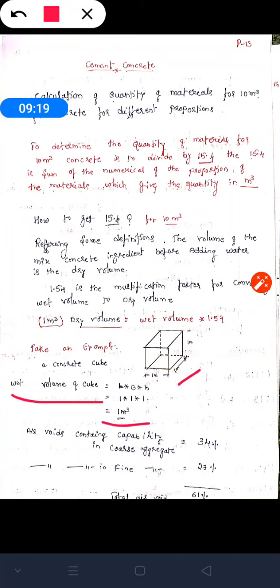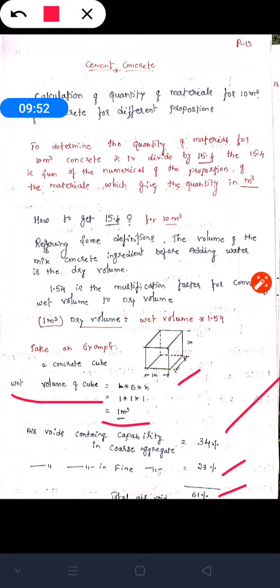Then remember the air voids containing capability in the coarse aggregate is around 34%, as per some journals I referred to, whereas the air voids containing capability in the fine aggregate is 27%. Okay, so remember for coarse aggregate it is 34% and for fine aggregate it is 27%. It means the total air voids present in the coarse aggregate and fine aggregate is around 61%. The total air voids present in the concrete is around 61%.